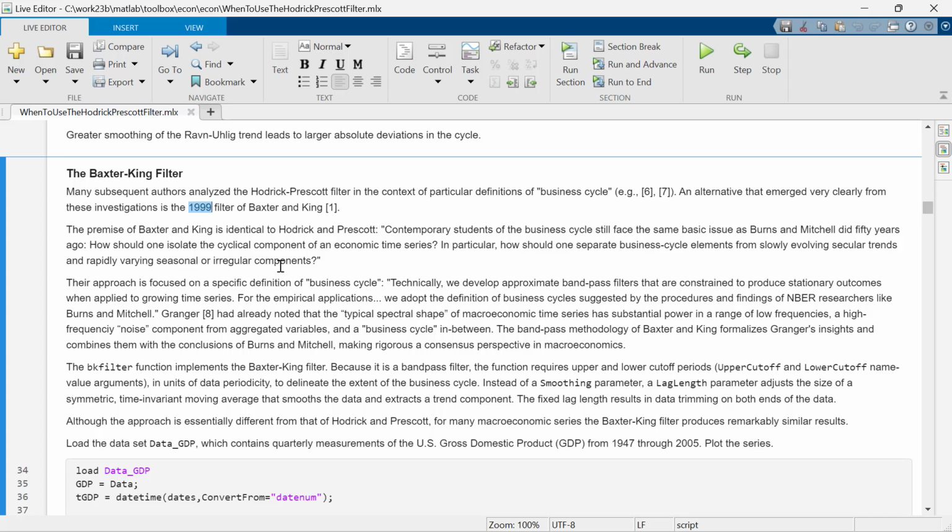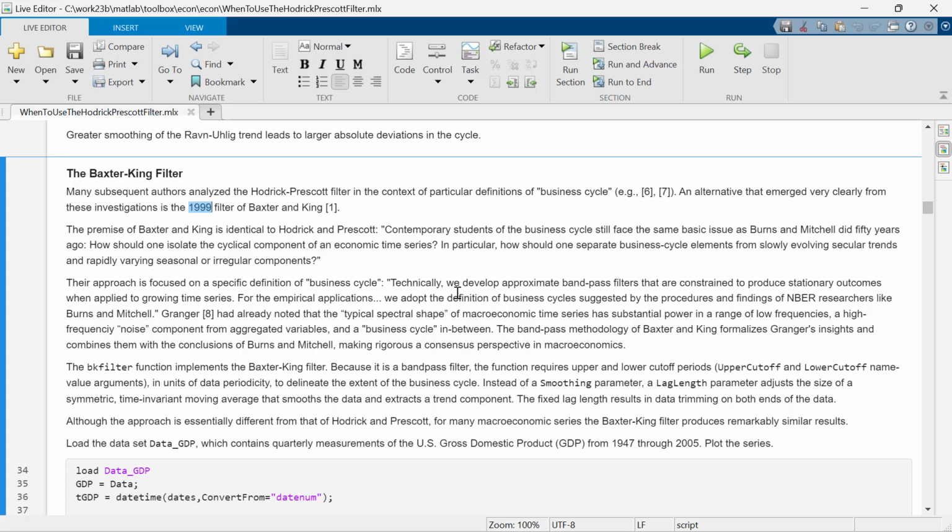So they developed, in the way that somebody in signal processing might, a bandpass filter, or an approximate bandpass filter, where you can specify lower and upper cutoff periods, and the filter attempts to, with the limited amount of data that you're always going to have, filter the data to only include the middle frequencies between those two cutoffs in the business cycle.